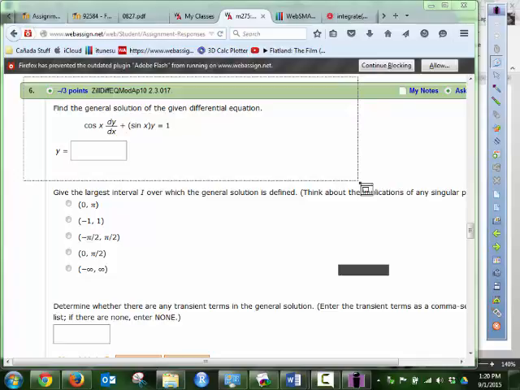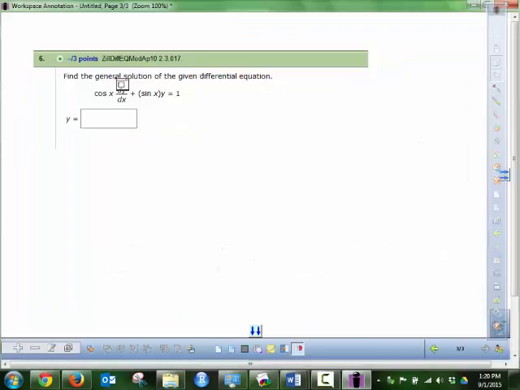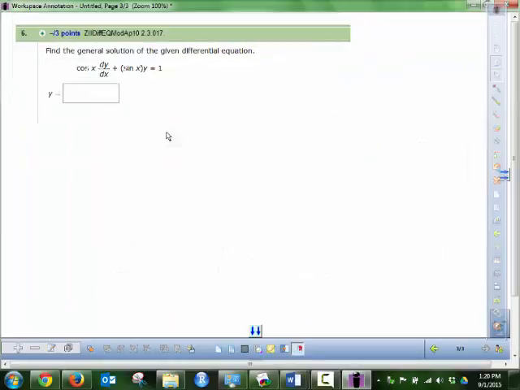So they follow it up with give the largest interval, and then are there any transient terms? We'll talk about transient terms when we work this out. So let's start off with the differential equation that looks like this. We want to put it in standard form, so we need to get dy/dx by itself, which means I have to divide by cosine. Now, cosine is 0 at like pi over 2 in different places. So we have to make sure that we identify that those points where the cosine is equal to 0 would be undefined because we're going to divide by it.